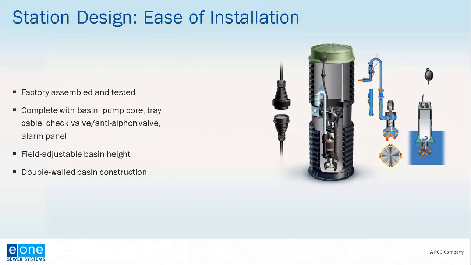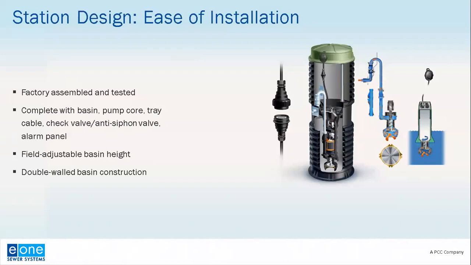The tanks themselves are field adjustable. This can be accomplished either with a 6-inch riser or a slip-on style extension, which can get you up to 3 or 4 feet. And again, that tank is double wall construction. We'll talk about it a little bit more in the coming slides, but the device off to the left is what's called an electrical quick disconnect.